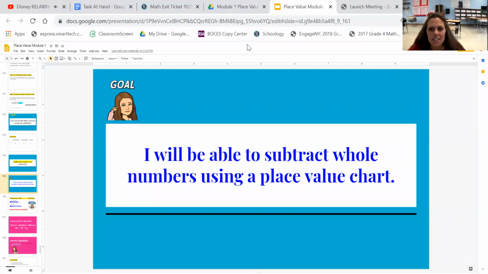Good morning, boys and girls. Today we are going to start learning how to subtract whole numbers using that place value chart.